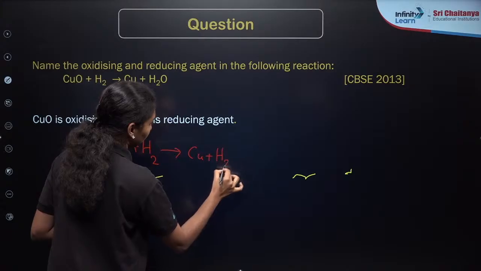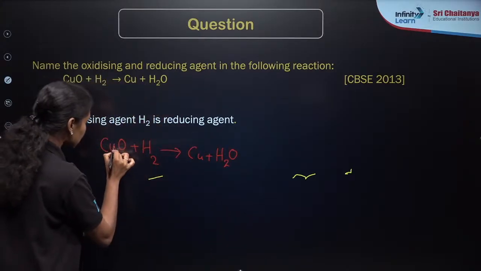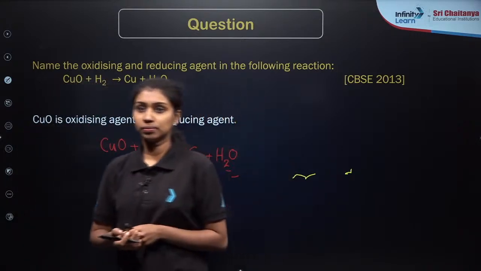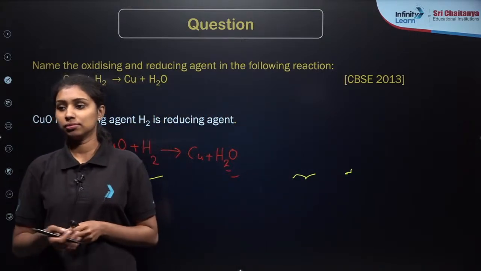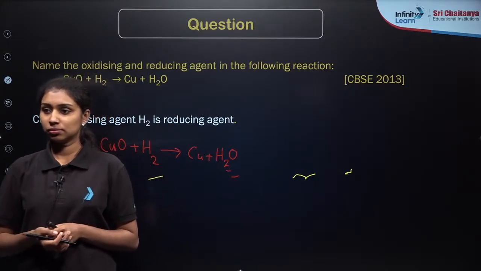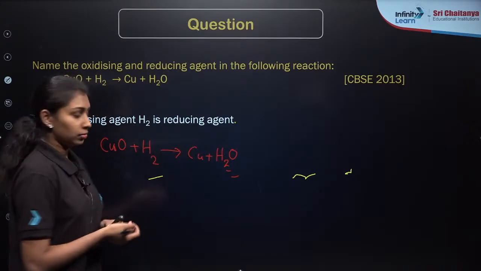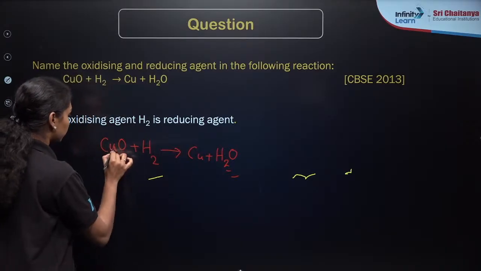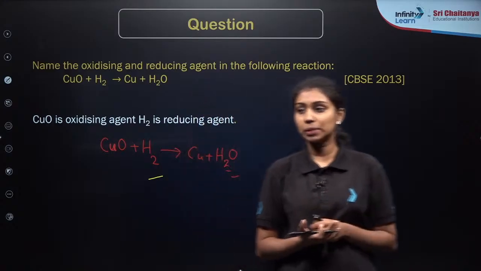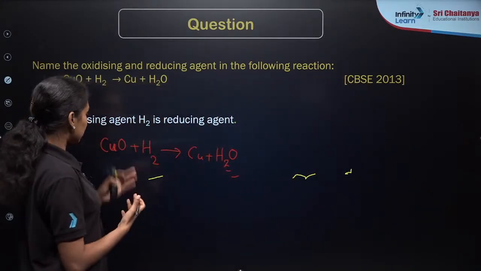First, we need to identify the oxidation state of these compounds, right? So if I am asking about the oxidation state of copper from the copper oxide, what will be the oxidation state? Okay, three methods are there, right? One is the classical concept, electronic concept, and the oxidation number method. So if you are taking the oxidation number method over here, you can say that.